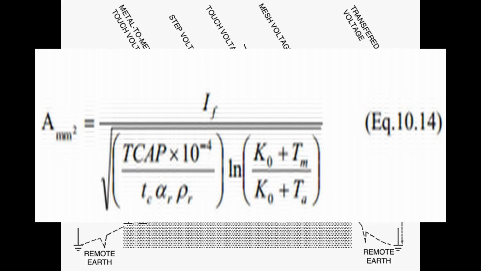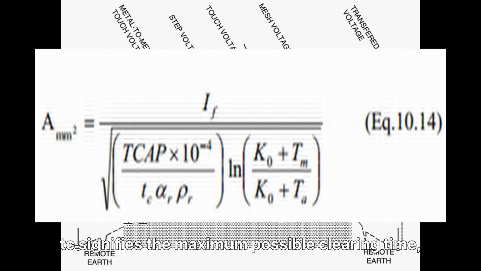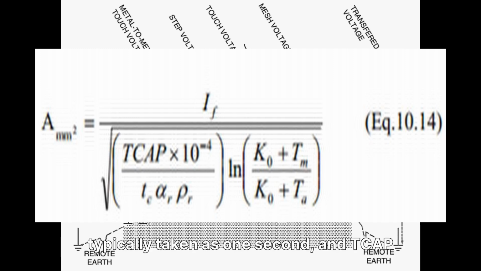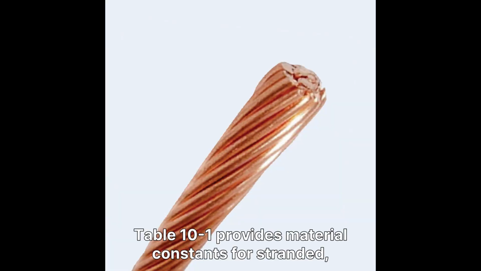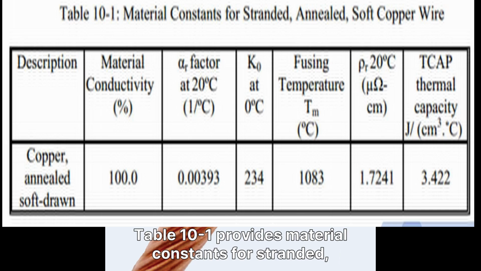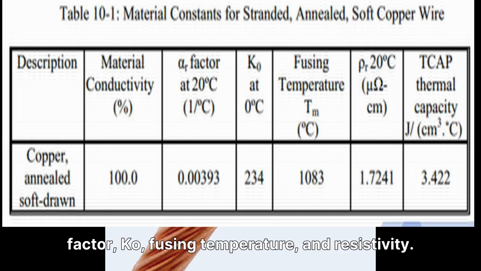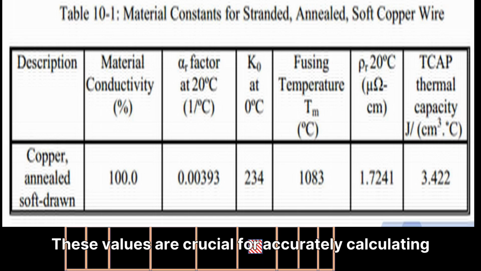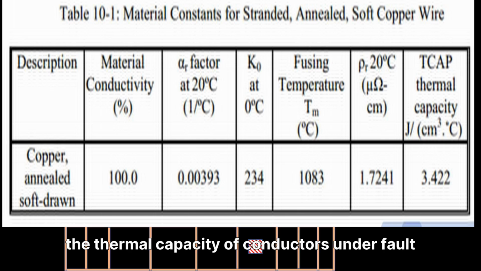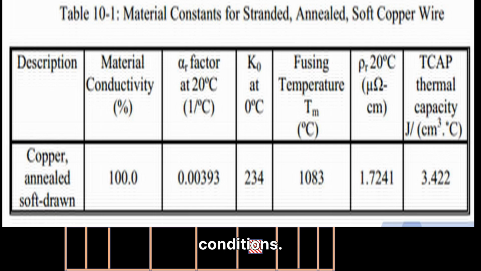reference temperature. Tc signifies the maximum possible clearing time, typically taken as 1 second, and TCAP is the thermal capacity factor from Table 10.1. Table 10.1 provides material constants for stranded, annealed, soft copper wire, including conductivity, alpha factor, Ko, fusing temperature, and resistivity. These values are crucial for accurately calculating the thermal capacity of conductors under fault conditions.